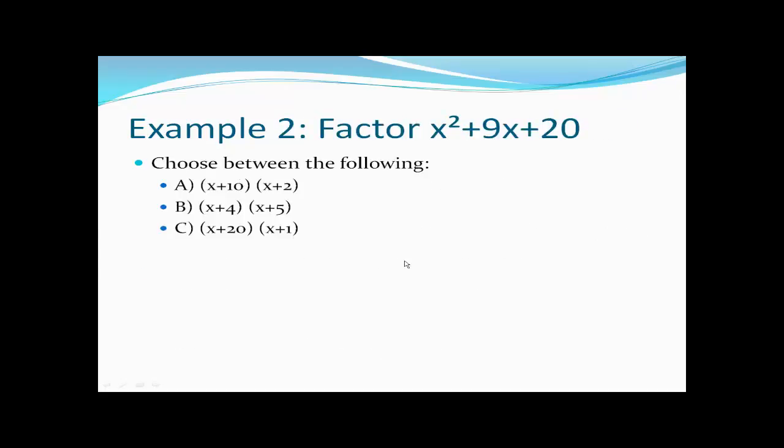Now I want you guys to try one. Example 2, factor x squared plus 9x plus 20, and choose between the following. Choice A, x plus 10 times x plus 2. Choice B, x plus 4 times x plus 5. Choice C is x plus 20 times x plus 1.